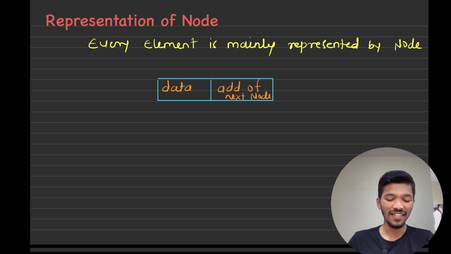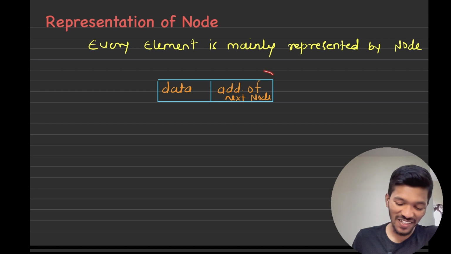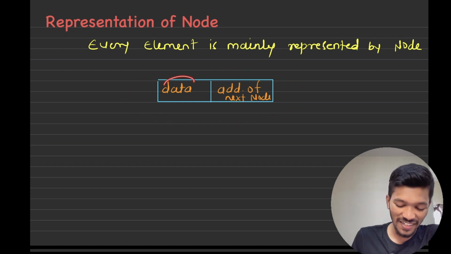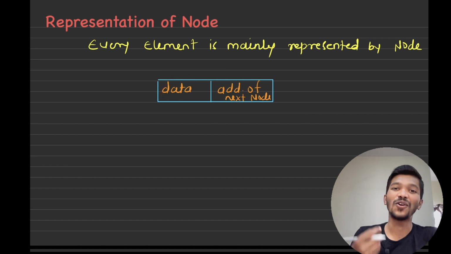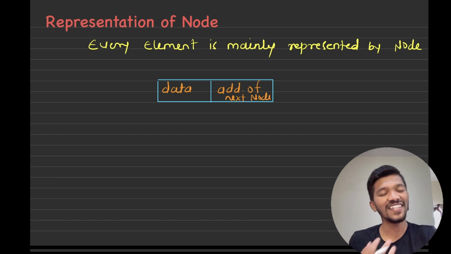So the first point, that is the representation of a node. We saw that every element in my linked list is basically represented in terms of a node, right? So how does a node in a linked list look? A node in a linked list looks this way. It mainly consists of 2 parts. First, it contains data, the element which you want to store. It can be anything. It can be an integer, character, float, string, anything.